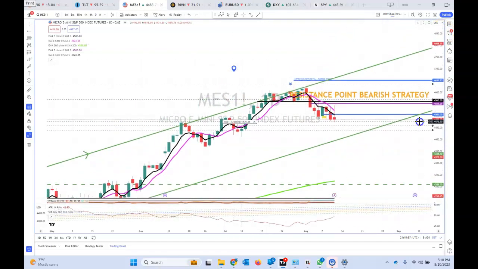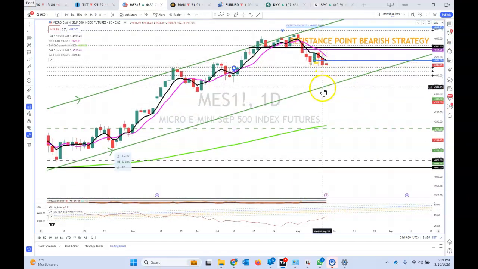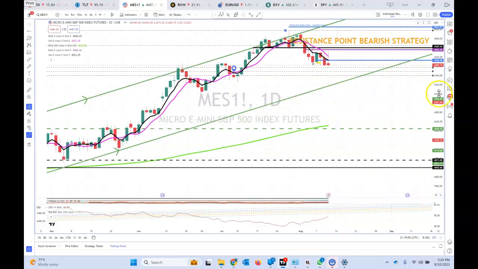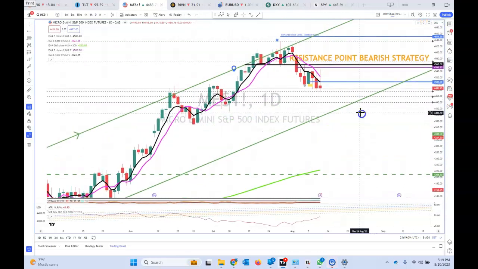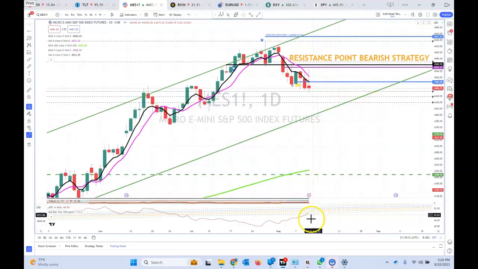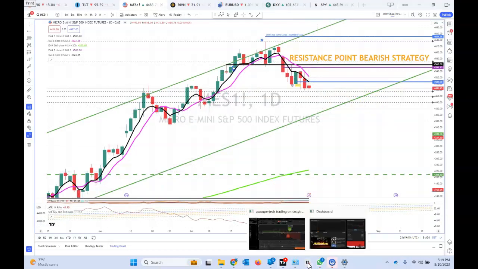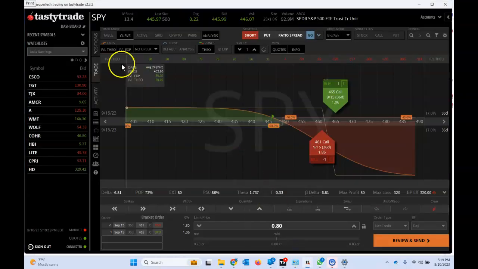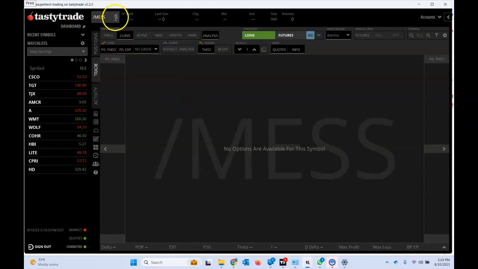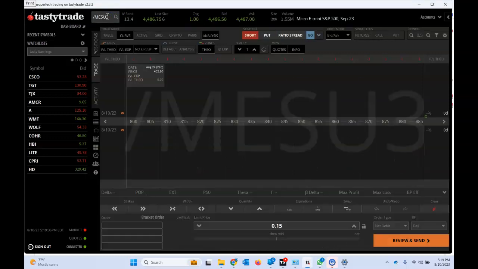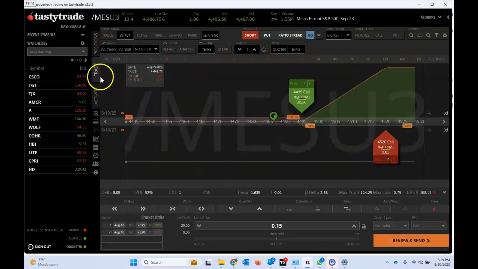All right. And what we're looking for is for price action to move down, and hopefully outside of this channel, not too big of a deal with the strategy that we're going to put on. So let me show you the actual strategy here. All right, so let's go ahead and pull up MES on Tasty Trade. Oh, not MESS, it's actually MES. It's not a mess. All right, so here's MES on Tasty Trade here.